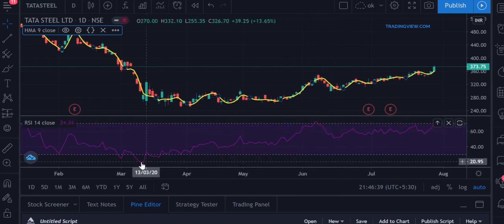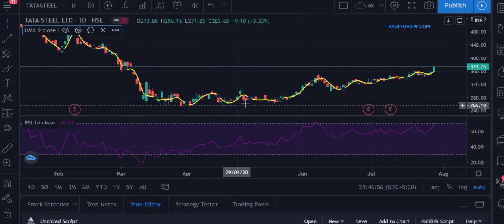If the stock touches below 30, it is in the oversold zone, and from here the stock can move upside. The combination of the Hull moving average and RSI will give you a good trend picture, and you can use this for your positional trades. Suppose I had seen this graph in the month of May: I know the RSI is average and the Hull moving average is moving upwards, so I would have entered here, and till now I have not got any sell signal.